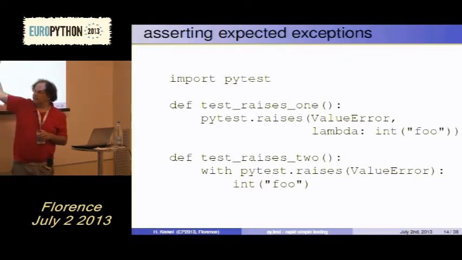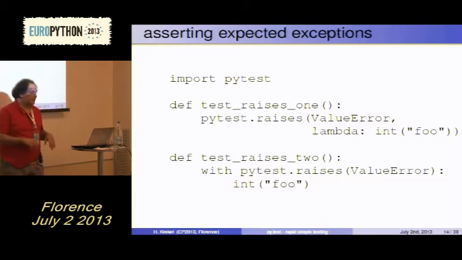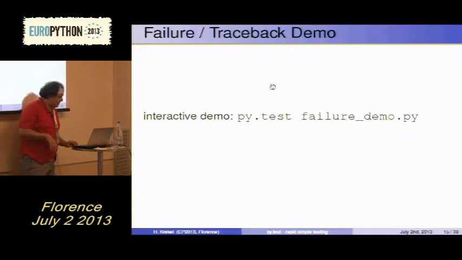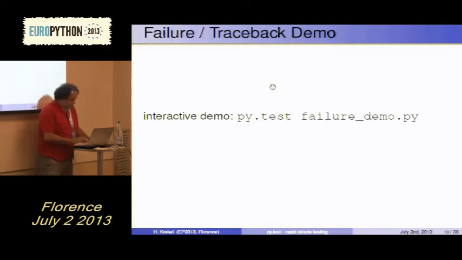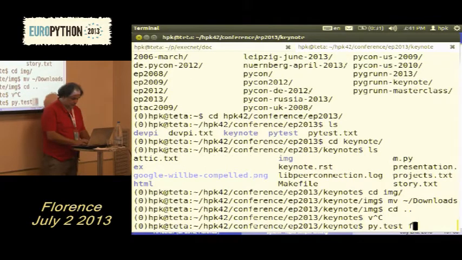Because it will realize that there was no exception raised or the wrong exception raised, and you get a traceback saying, okay, this didn't happen what you expect. Let me maybe just show you some example failures, because I didn't show you what they look like.